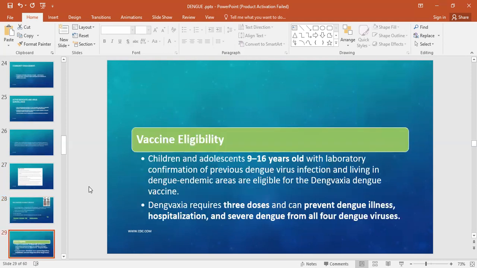What are the vaccine eligibility criteria for dengue fever? Children and adolescents 9 to 16 years of age with laboratory confirmation of previous dengue virus infection and living in a dengue endemic area are eligible for the dengue vaccine. The dengue vaccine requires 3 doses and can prevent dengue illness, hospitalization, and severe dengue fever from all 4 dengue viruses.